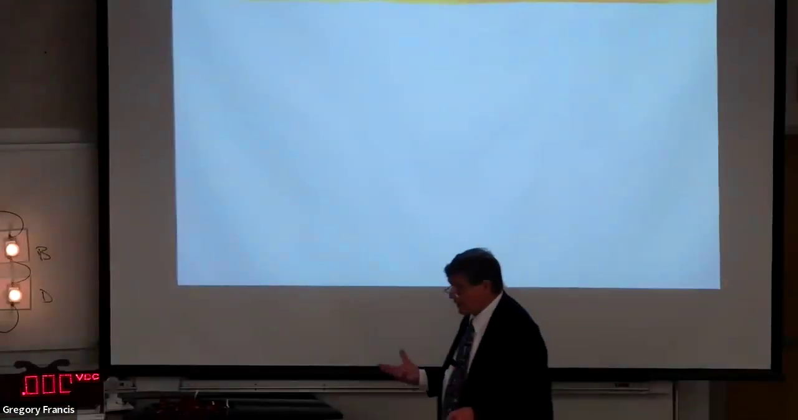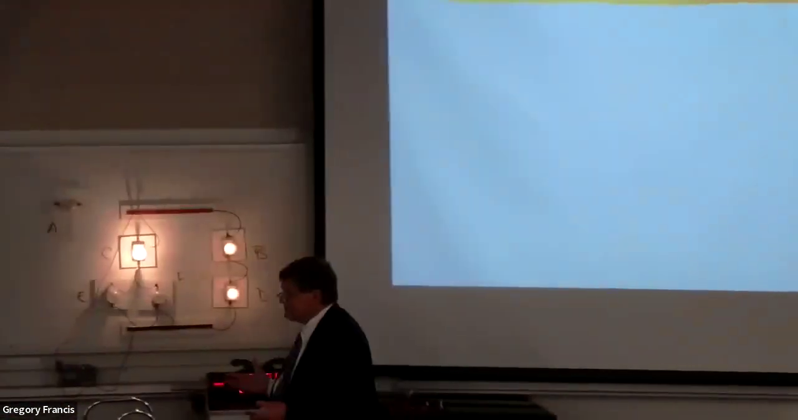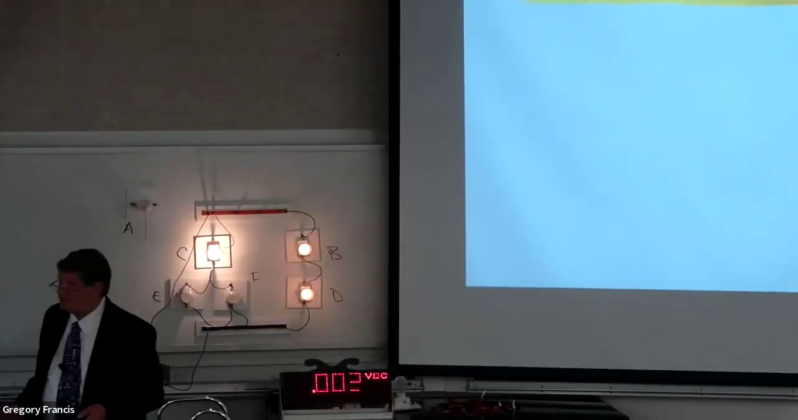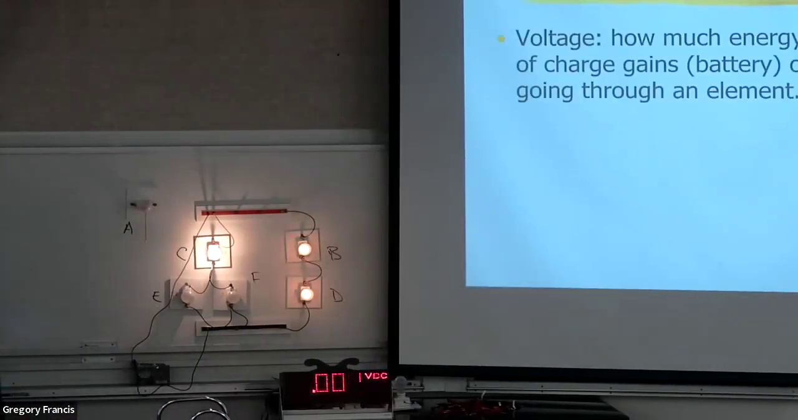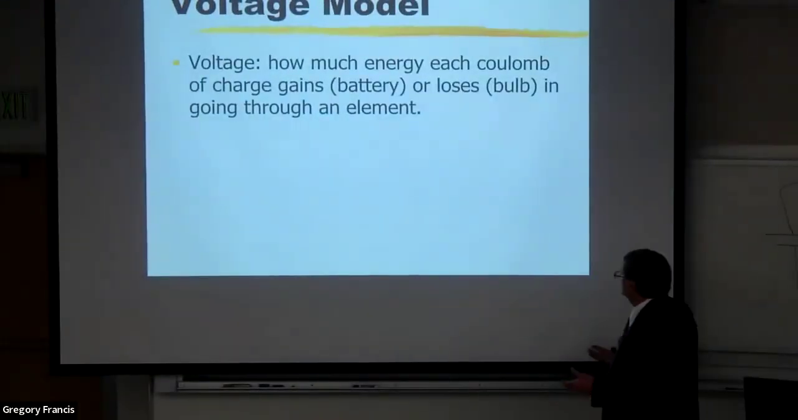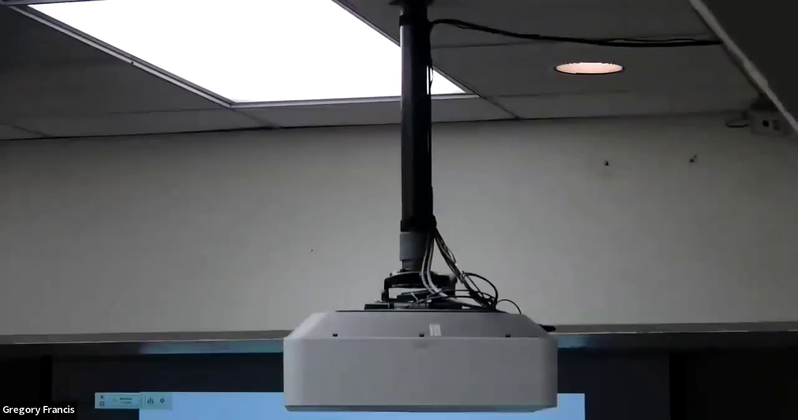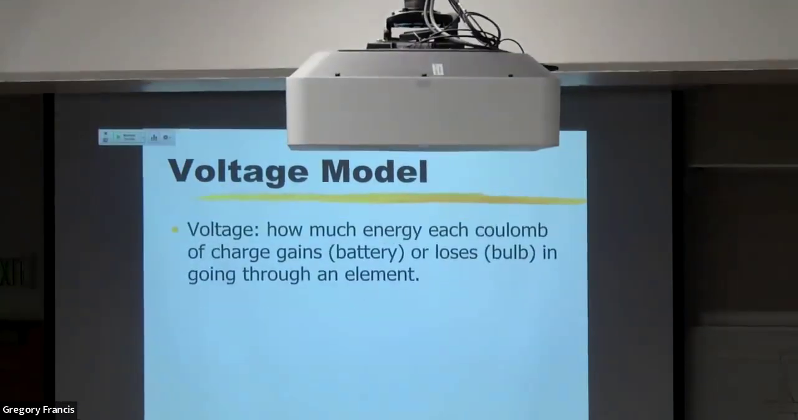Now, this is the voltage model, and after learning the current model, it seems pretty darn simple. Voltage is just how much energy each coulomb of charge gains in the battery or loses in the bulb or other elements.